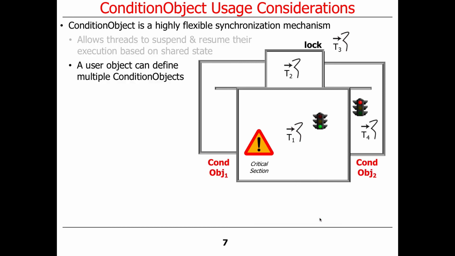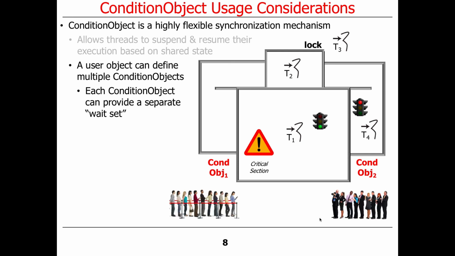A user object can also define multiple condition objects. That's another thing that makes it more flexible. So each condition object can have a separate wait set. As we saw before, with the not empty and not full conditions, you can have things queued up waiting for the queue to be not empty. You could have things queued up waiting for the queue to be not full, and so on and so forth. And so those can be queued up differently.